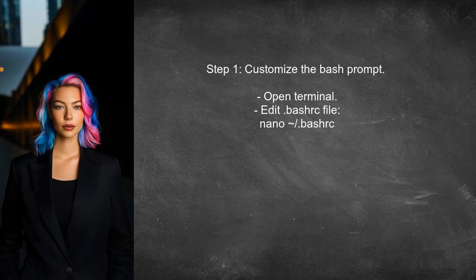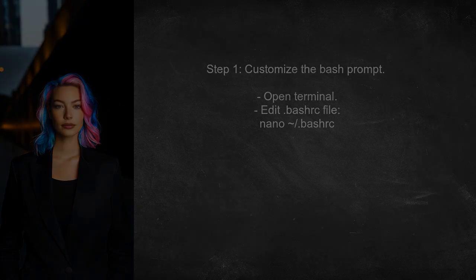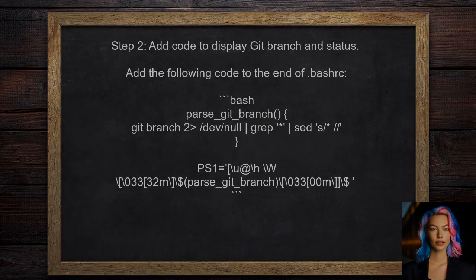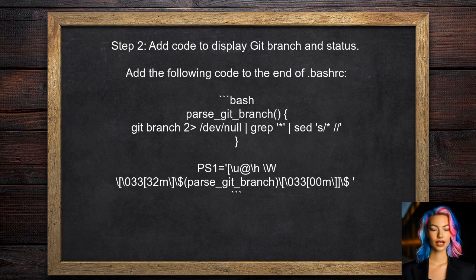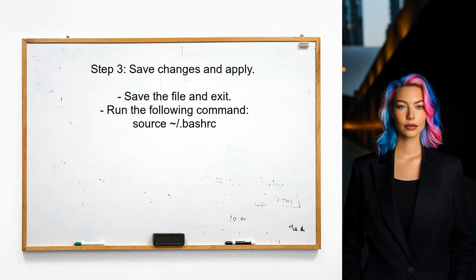To start displaying the current Git branch and status in the Linux Bash, the user needs to customize their Bash prompt. This can be done by editing the .bashrc file in their home directory. Next, the user should add a specific piece of code to the .bashrc file. This code will modify the prompt to include the current Git branch and the status of the repository. After adding the code, the user needs to save the changes and exit the editor.